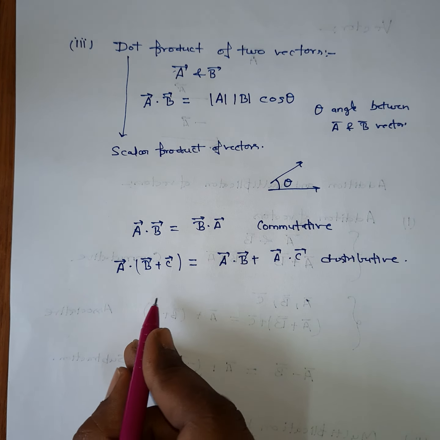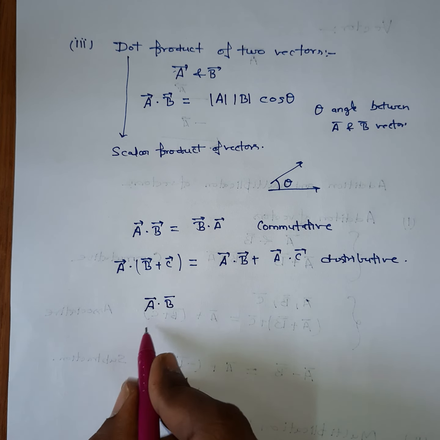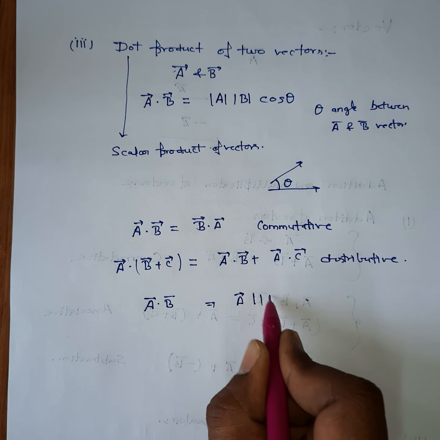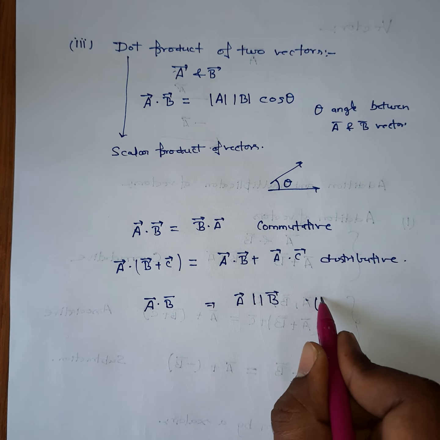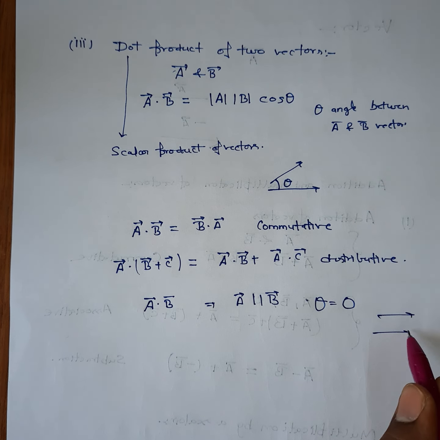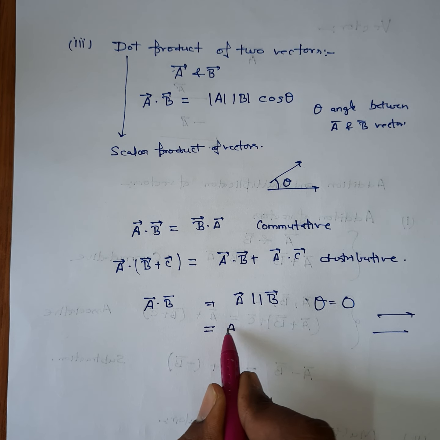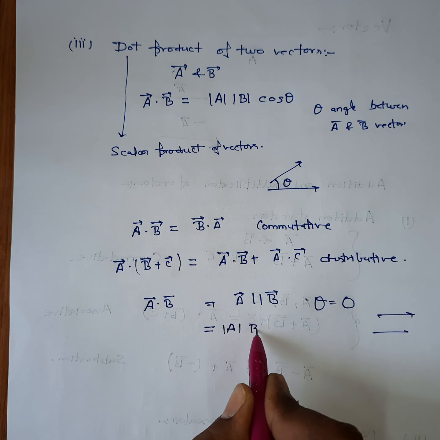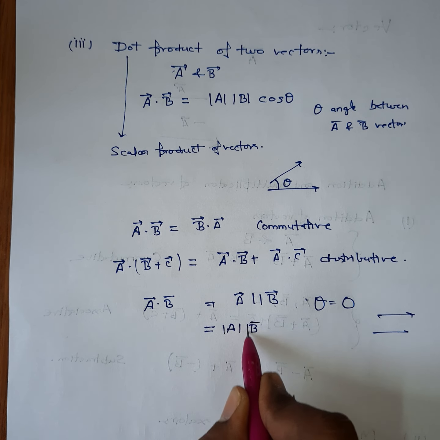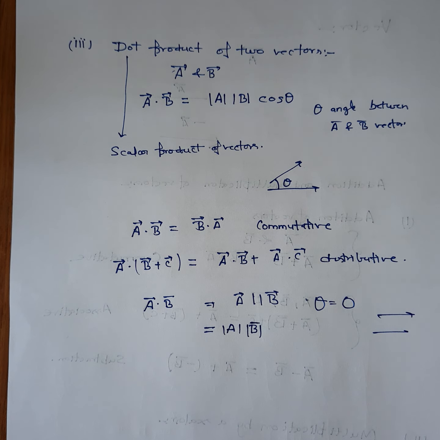So from the definition of the dot product, A vector dot B vector, suppose there is a condition that A vector is parallel to B vector. In that condition, the angle between these two vectors will be 0, because they are parallel. So their dot product can be written, without vector notation, as just the multiplication of their magnitudes, because cos 0 is equal to 1.